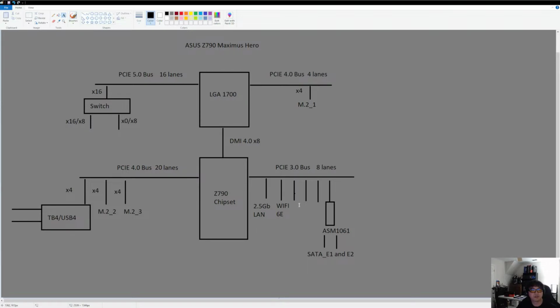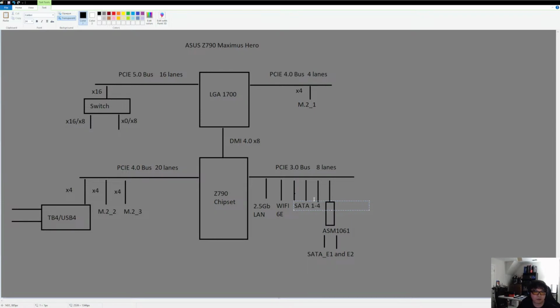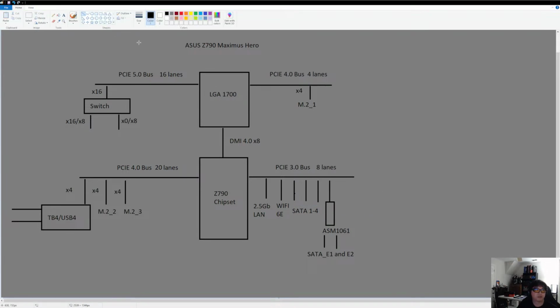So that, okay, and then over here we have SATA, what is this? SATA 1 through 4. That's like 4 lanes. So I know I drew 3, but then I guess we'll just draw another one. So basically you got 1, 2, 3, 4 SATA drives off the Gen 3 bus that all support, you know, RAID 0, 1, 5, 10, etc.